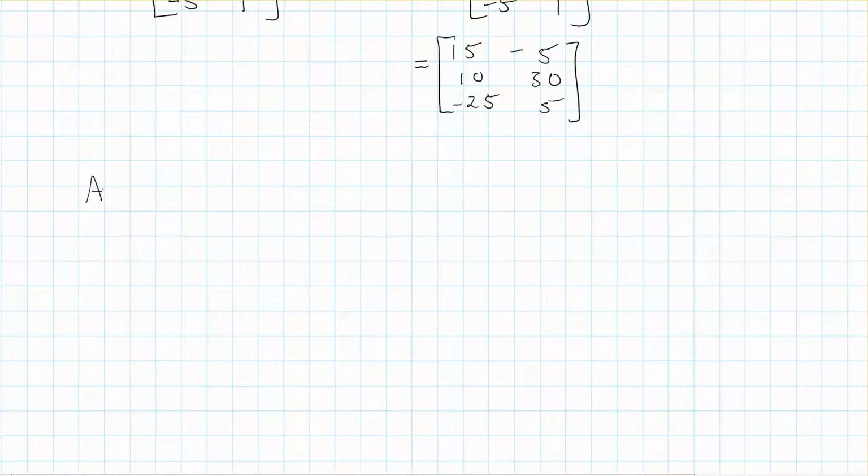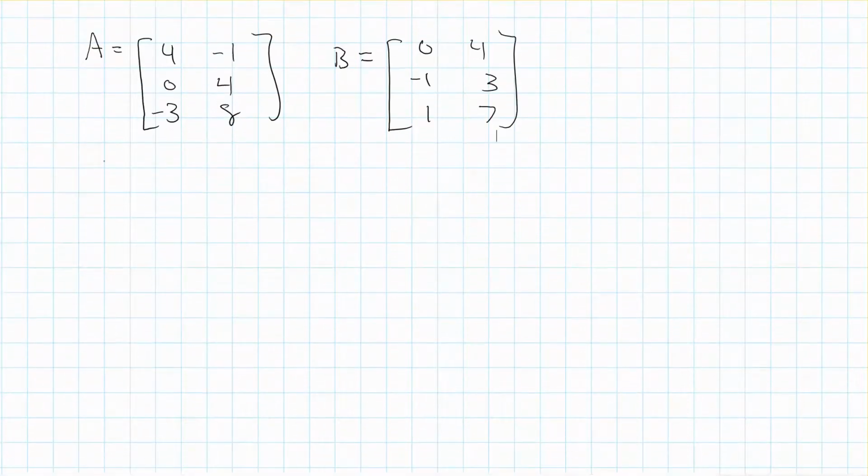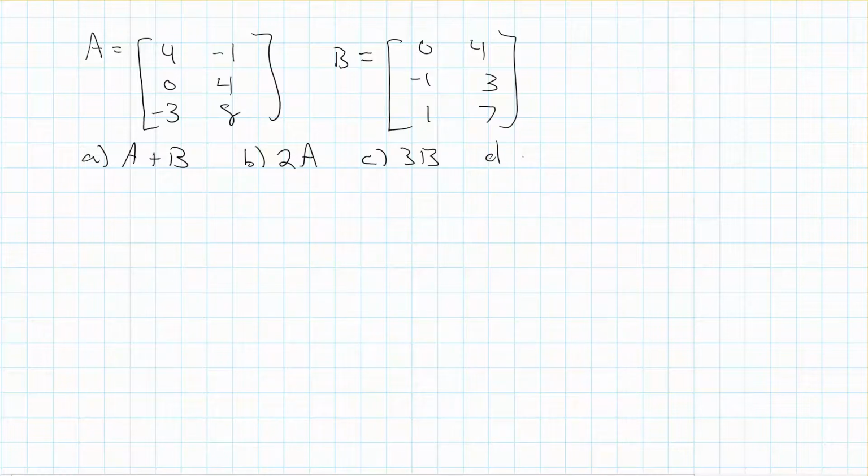So let's look here. We have A equals 4, negative 1, 0, 4, negative 3, 8. B is equal to 0, 4, negative 1, 3, 1, and 7. And so we're going to be asked to find a couple things. We're going to be asked to find A plus B, 2A, 3B, 2A minus 3B.